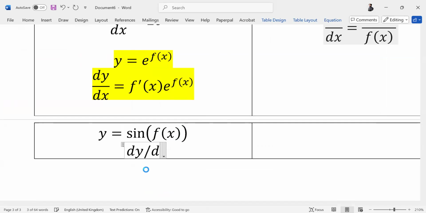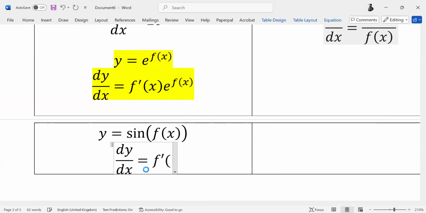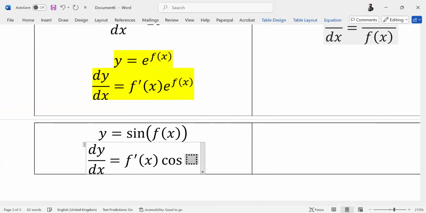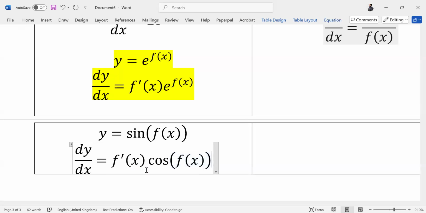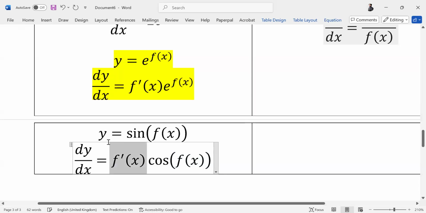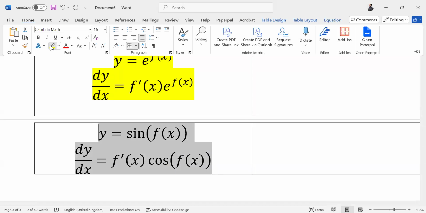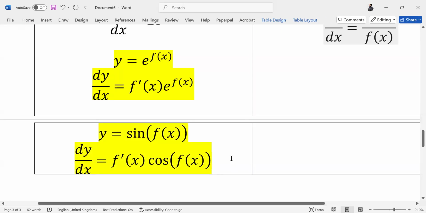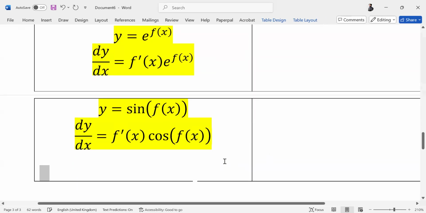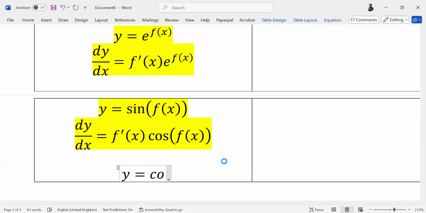Its dy by dx, again, you can verify it through the chain rule. Cos, and the function will remain as it is, and it will be multiplied by the derivative of the function. If there is any angle in sine, the sine derivative will become cos. The function or the angle will remain as it is, and it will be multiplied by the derivative of that angle. Similarly, if I go for cos, obviously you can check it through the chain rule as well.